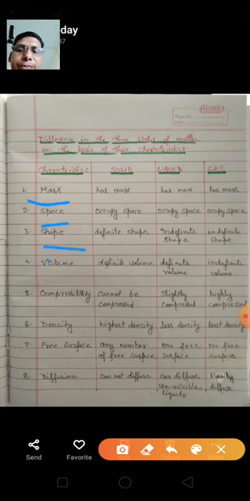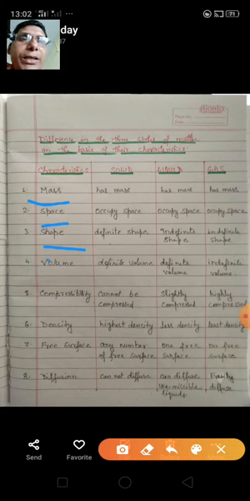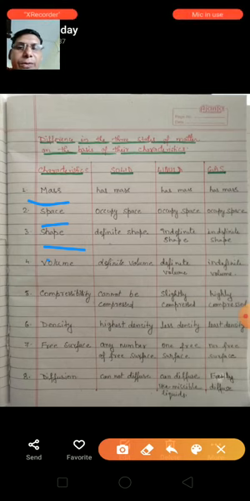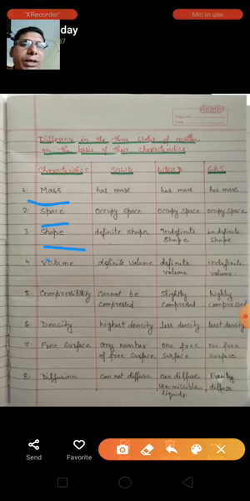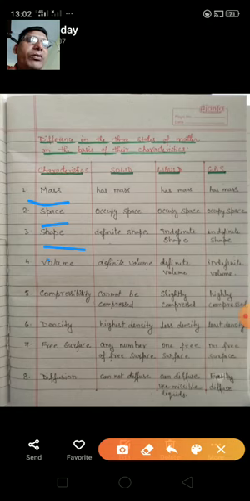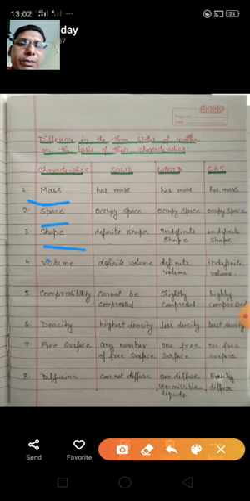Shape. Solid has definite shape because in solid the particles, the molecules are tightly packed, they are very close to each other, so they have definite shape. In liquid, these molecules are not tightly packed. Their intermolecular space is more, so particles can move here and there. So liquid does not have definite shape. And in gases, molecules are very far from each other, so they do not have definite shape. So solid has definite shape, but liquid and gases do not have definite shape.